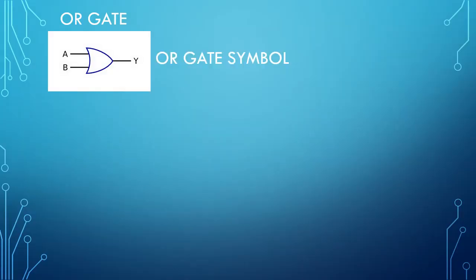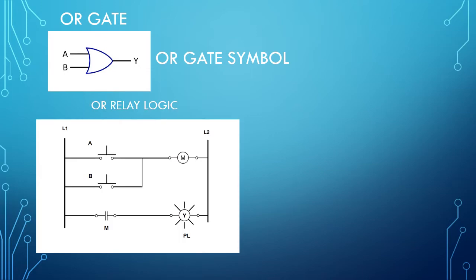The next gate we'll look at is the OR gate. Now each symbol is slightly different from the other, so we can differentiate them one from another. So here on the output side, it's pointed. So it's kind of pointing towards the Y. The input side, where A and B is located, is slightly curved. So again, it's slightly different than the AND gate. Allows us to tell the difference between the two.